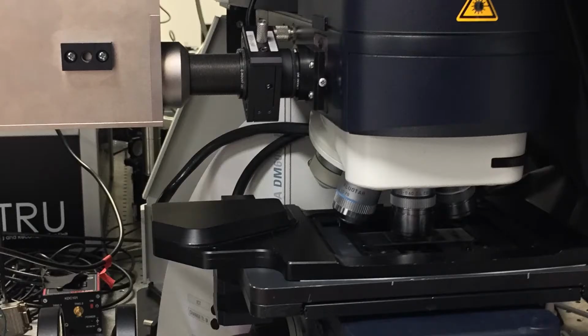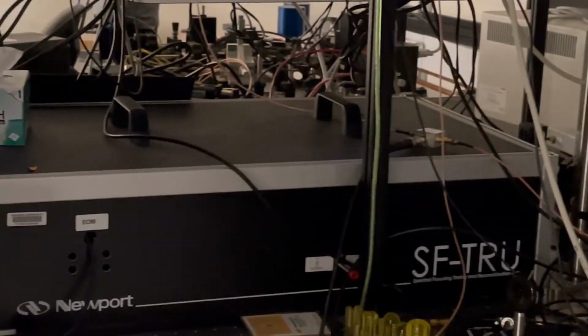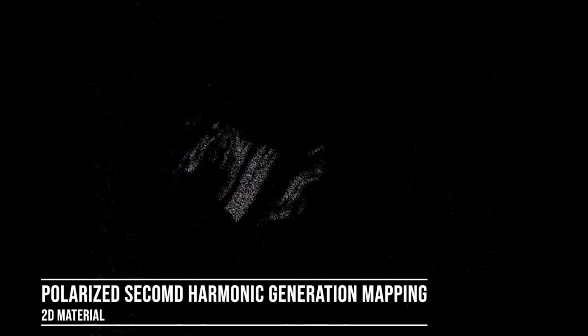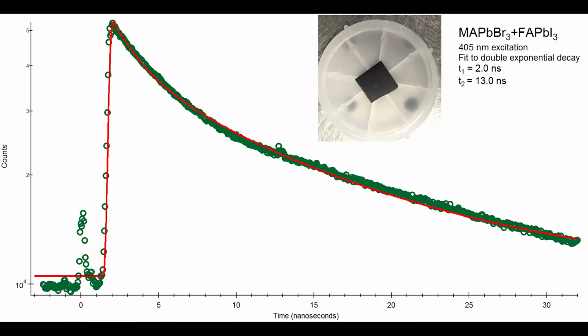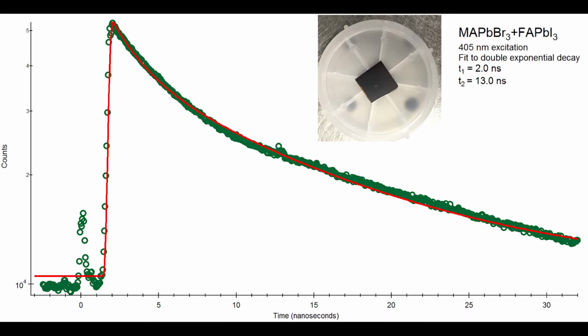CNS also has a multimodal multiphoton microscope. This microscope is connected to a Deep Sea femtosecond laser that is tunable from 780 to 1300 nanometers. It also has a fixed 1040 nanometer output beam. The tunable beam can also be used for second harmonic generation mapping, polarized second harmonic generation mapping, 2-photon fluorescence, and 2-photon time-resolved photoluminescence mapping.